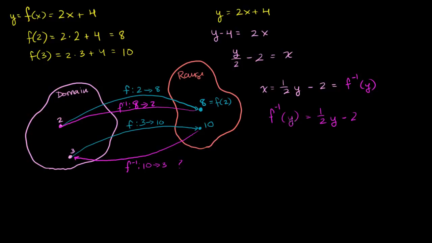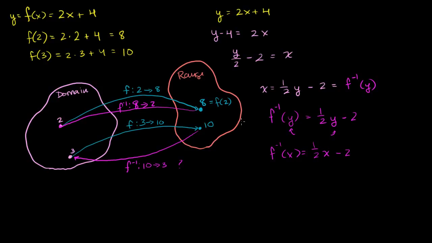And then you could replace the y with an a, a b, an x, whatever you want to do. So then we can just rename the y as x. So if you put an x into this function, you would get f inverse of x is equal to 1/2 x minus 2. So all you do, you solve for x, and then you swap the y and the x if you want to view it that way. That's the easiest way to think about it.